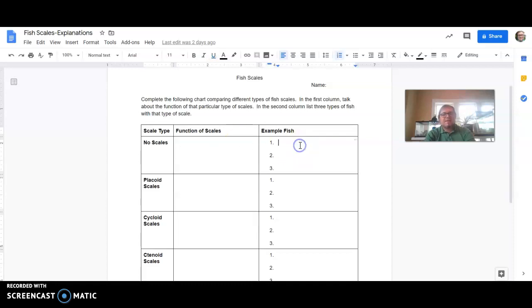And then in the last part, I want you to come up with some example fish that have those different types of scales, or in the case of the no scales category, fish that lack scales. So do a little bit of research looking up these different types of scales and what fish would have these types. Again, the video at least gives one example for each, so that might help you with starting your search, but otherwise you'll want to come up with that many examples for each.